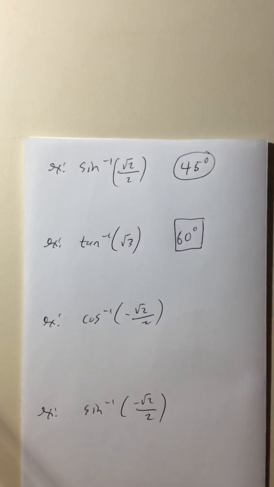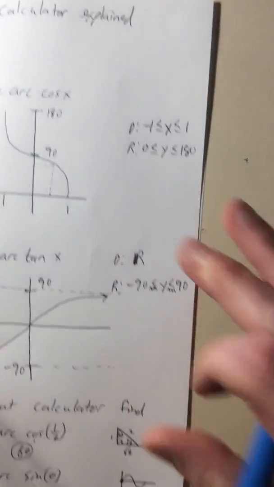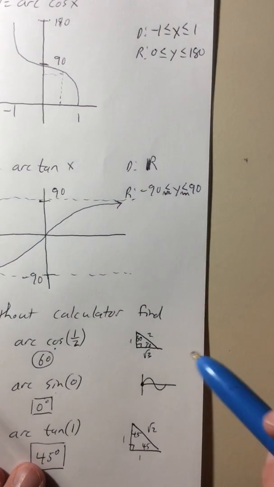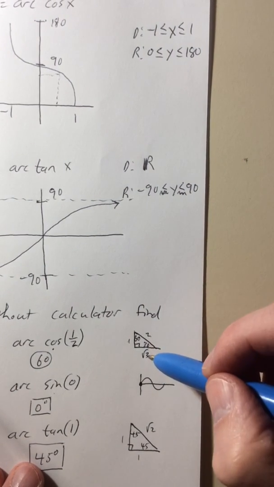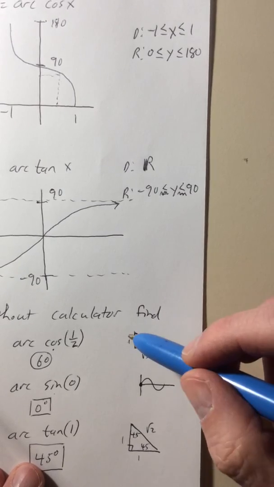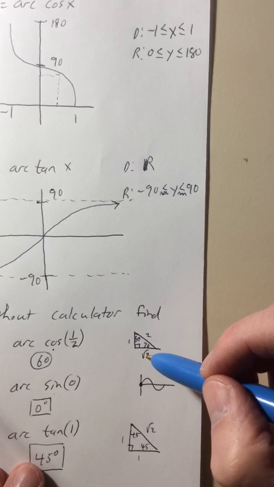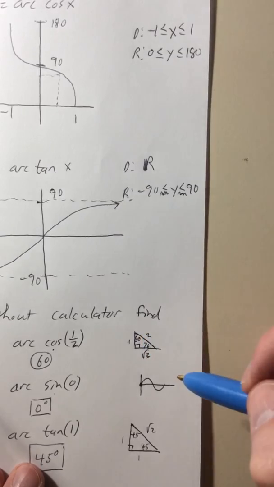And again, if we go back to our little triangle that I have over here, and we're talking about the tangent. So here we have root 3, here we have 1. So root 3 over 1 is going to be the tangent of root 3. So what angle are we talking about? 60 degrees.